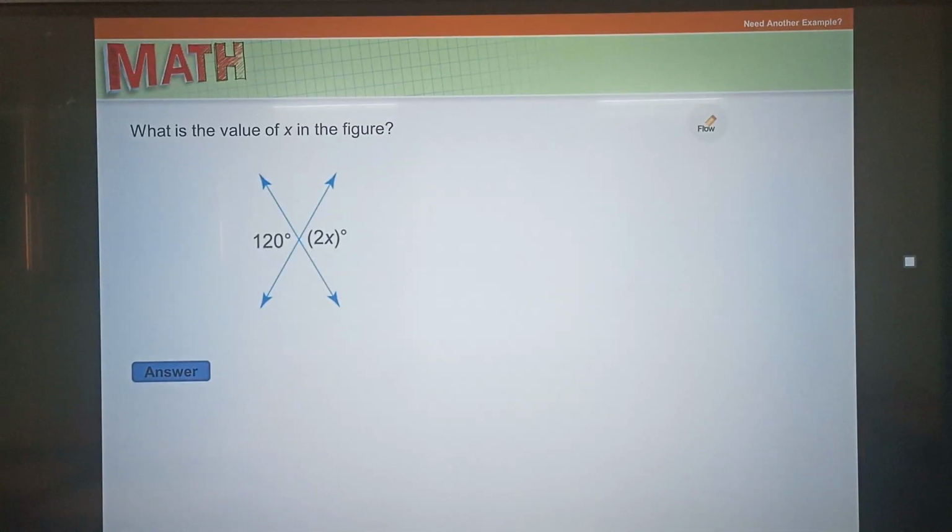Now I need you to think about this one. I need you to think how we can solve this equation. How can we solve this problem? This will be an equation also. We depend on the same point. One minute.